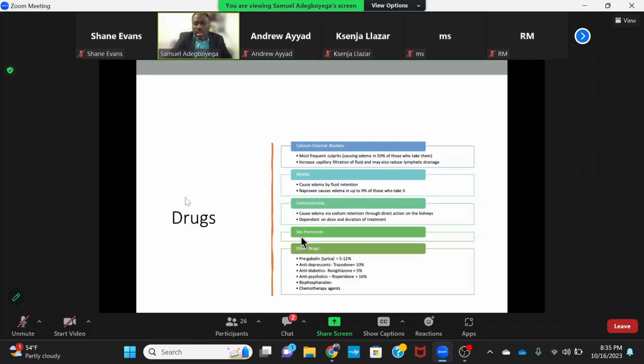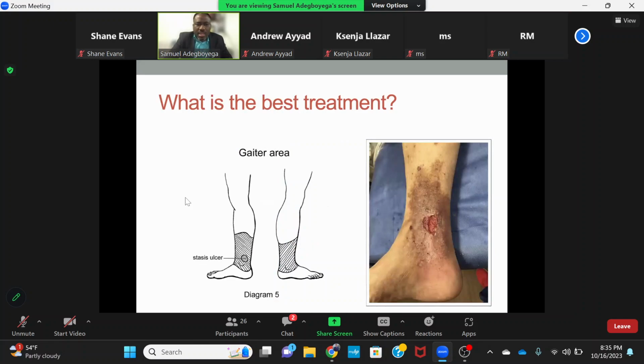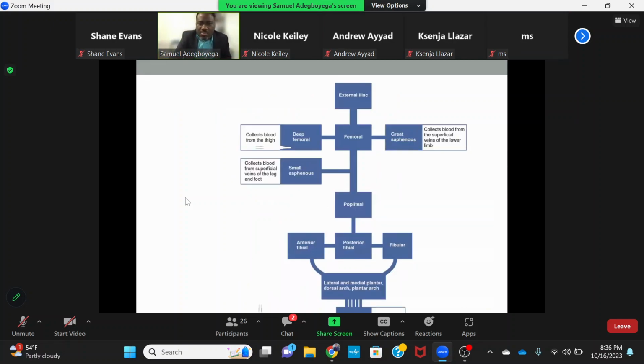lead to edema, okay? The gaiter area is pretty much the area below the calf and also above the ankle, okay? That's called the gaiter area, and that's where you're going to have a lot of hemosiderin deposit, as shown here. So, what is the best treatment for this wound? Anybody want to guess? Hemosiderin deposit, gaiter area, ulceration. Compression. That's right. Compression. Beautiful. Okay. Again, take a picture of this, go and review it. I can't teach you that.